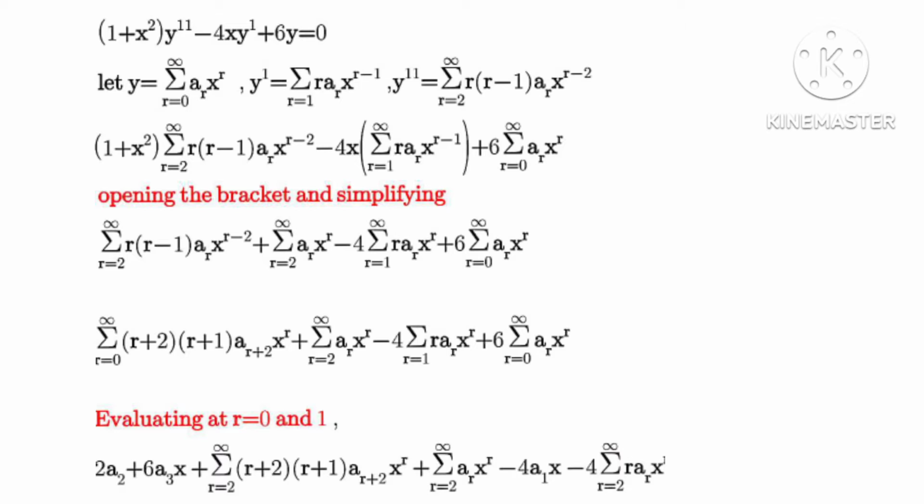Now substituting back everything, we have 1 plus x squared, sum of r times r minus 1 and all that, up to 6 a_r x raised to power r. Now when we open the bracket, you notice that all the terms apart from the first term have x raised to power r minus 2. So we'll look for a way to linearize everything. You see that the first one is having x raised to power r minus 2, the second one x raised to power r, the third one x raised to power r, the fourth one x raised to power r. So we look for a way to linearize everything by substituting r plus 2.